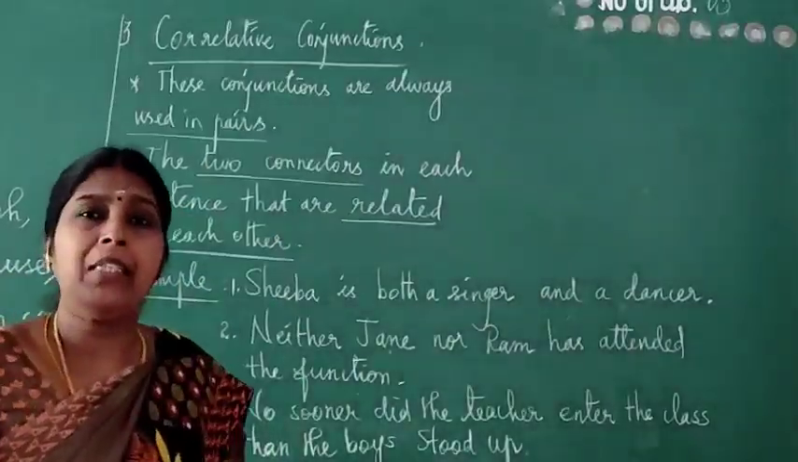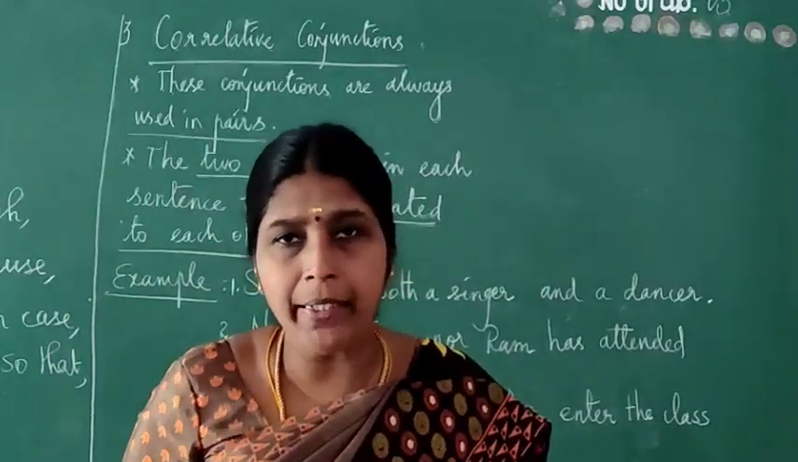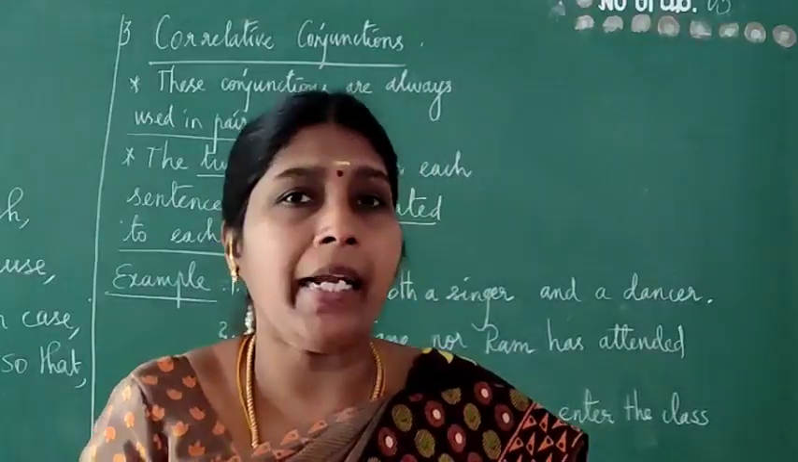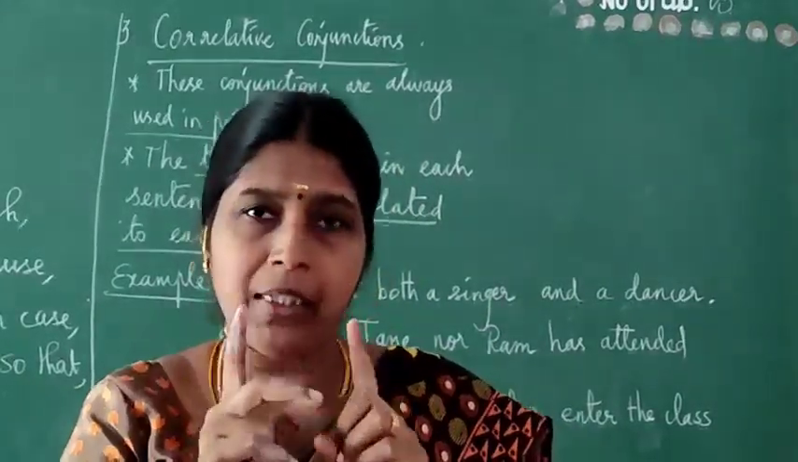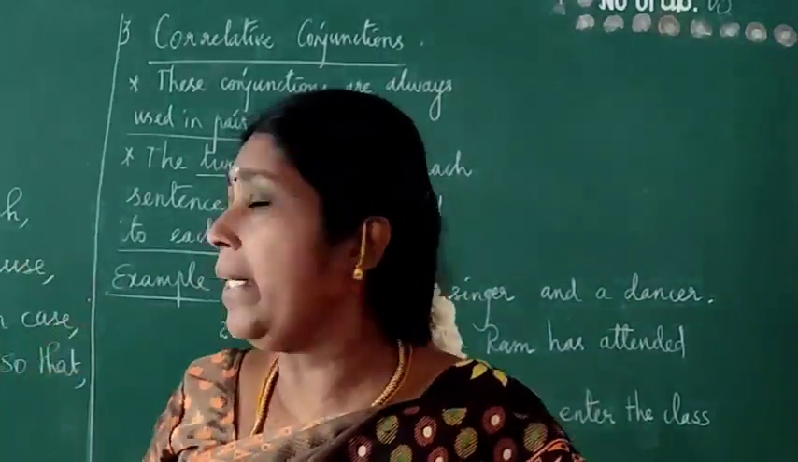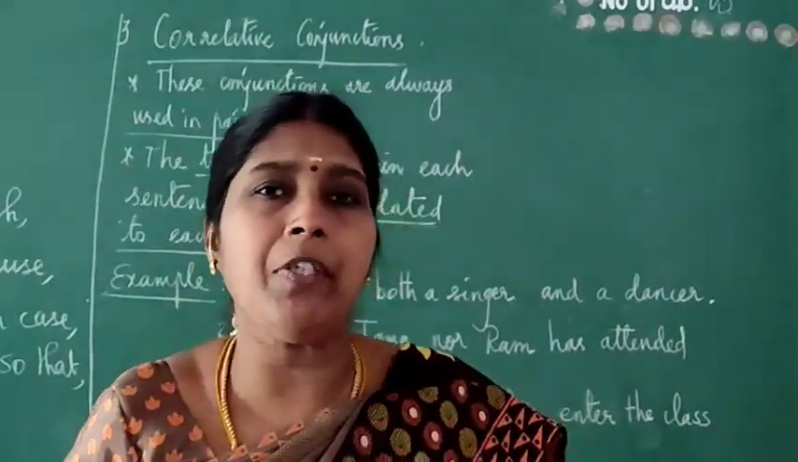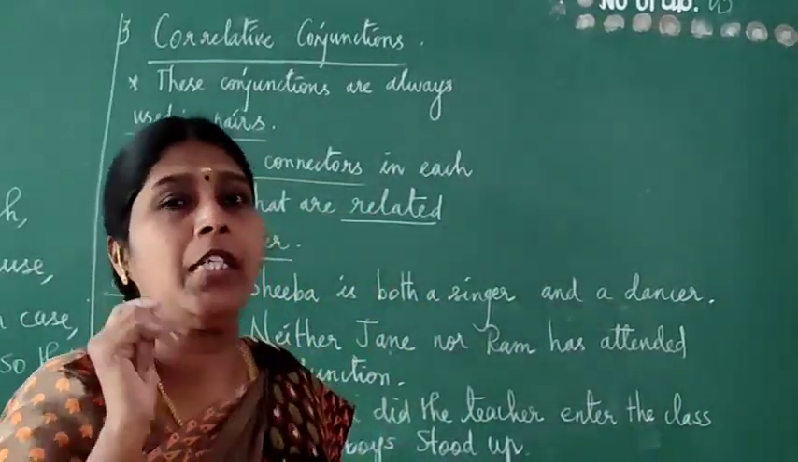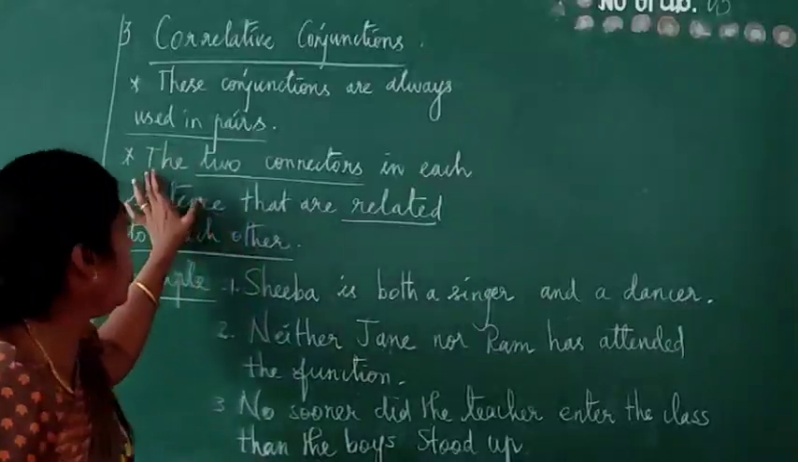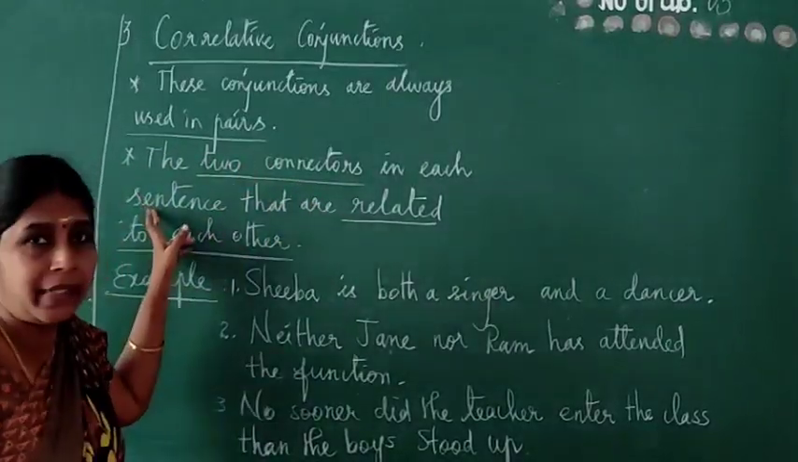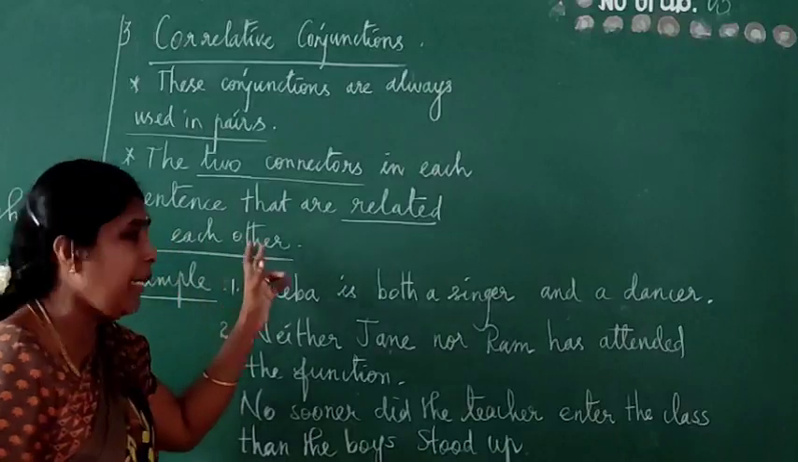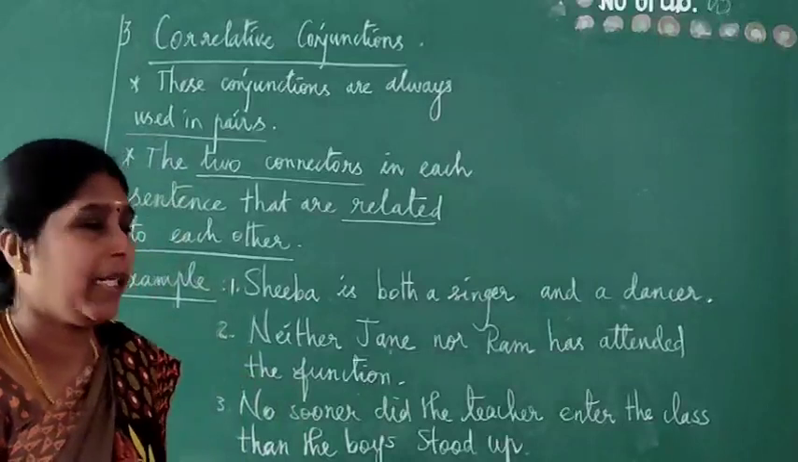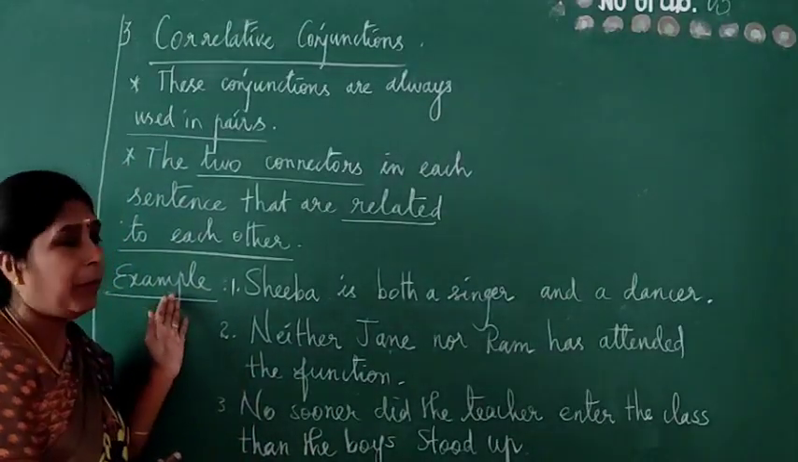Because previously we saw subordinating conjunction and coordinating conjunction; for those only one word. For example, coordinating conjunctions: and, but, or. That means simply one word will come. Then subordinating conjunctions also: when, as soon as, although, even though, only one word. But here, in correlative conjunctions, two words will come. So we have to see two connectors in each sentence that are related to each other. Two words that are related to each other. That comes in a sentence.